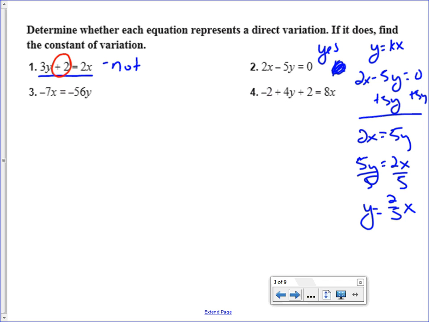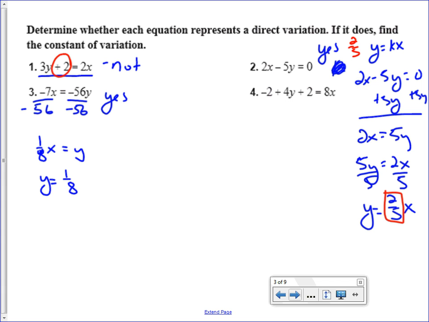So what's our constant of variation? The constant of variation is right there. It would be 2/5. Okay, if we take a look at this next one, we would say yes, it is a direct variation because all we have is x's and y's. To find that constant, we divide by a negative 56 to get the y by itself, and you'd have 1/8 x is equal to y, or y equals 1/8 x. So that tells you that your constant of variation is right here, which is 1/8.